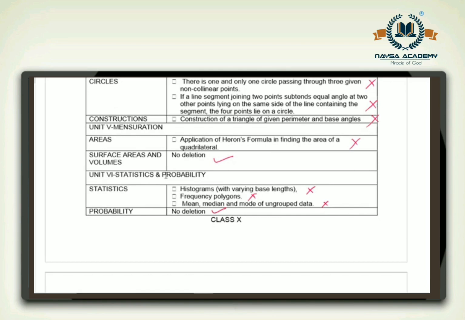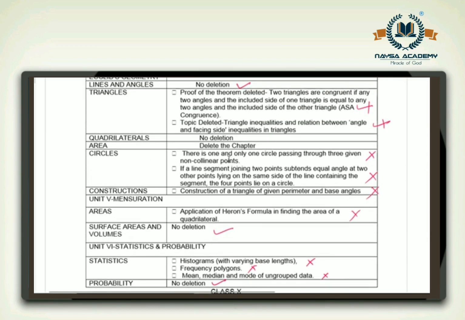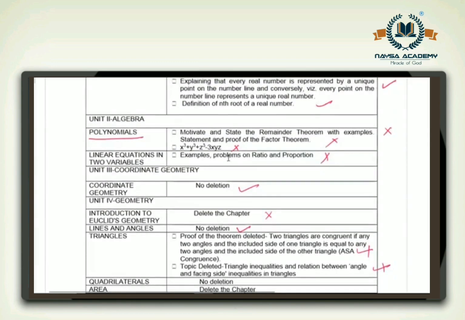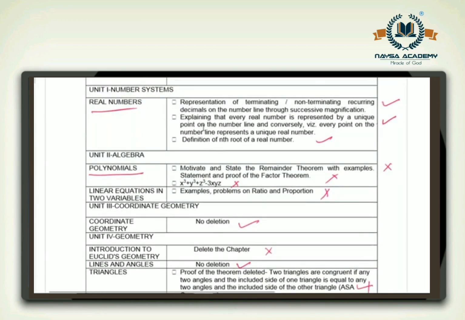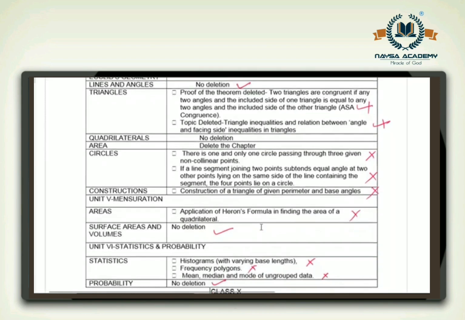So the chapters which are important from the 10th point of view are all present, and there are many topics or chapters which are not important for 10th or for your further education. So those topics they have deleted from the portion. So this is good news for students. Now they don't have to prepare for these topics. If you see the amount of topics, around 33% of the topics are deleted from your 9th standard maths textbook.